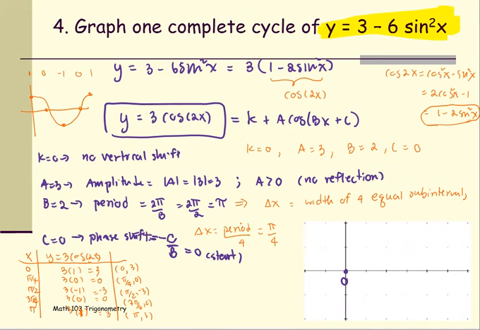Use them to plot the points on the xy plane. First, we're going to make the increments, starting at 0, and then the next is pi over 4, and then pi over 2, 3 pi over 4, and then pi. 5 key points. The maximum is 3, the minimum is negative 3. If we make this increment scale as 2 and negative 2, then 3 is right here, negative 3 is right there.